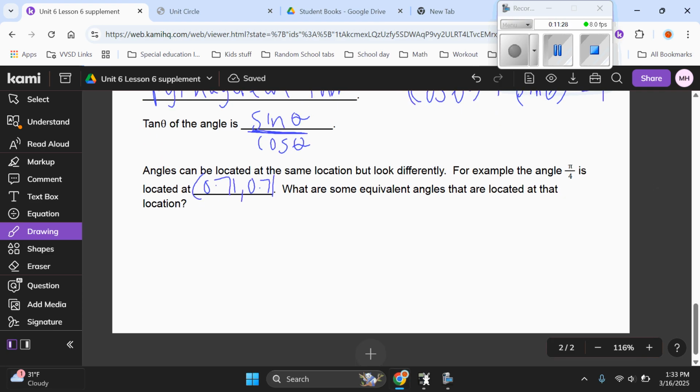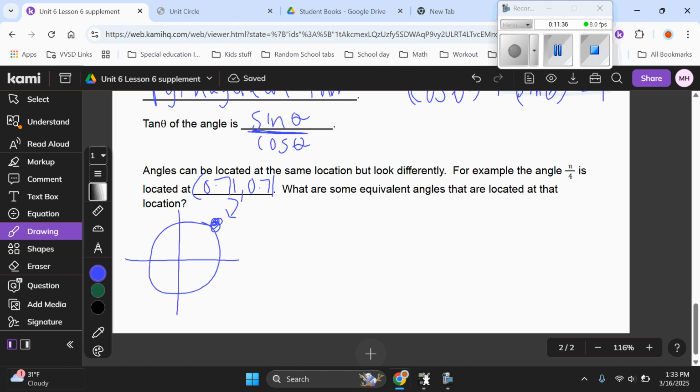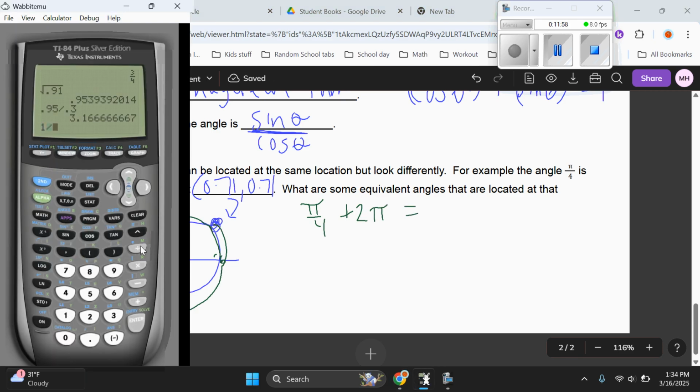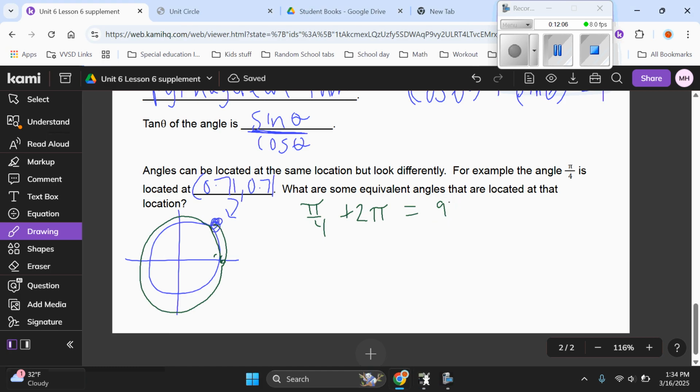So what we mean by equivalent is that we have to land back on that spot. So here's this angle right here, that pi over 4. What this is saying is that if I start here and I just go that amount, I'm at pi over 4. But what happens if I go all the way around and then that amount? Well, that means I did pi over 4, that little amount, plus a whole revolution, which is 2 pi over 4. And I could put in my calculator 1 divided by 4 plus 2, and that gives me my fraction of 9 pi over 4.